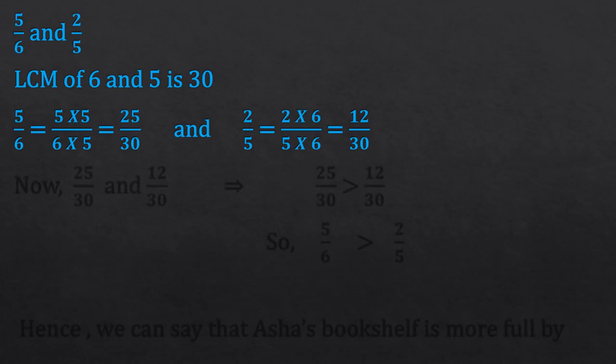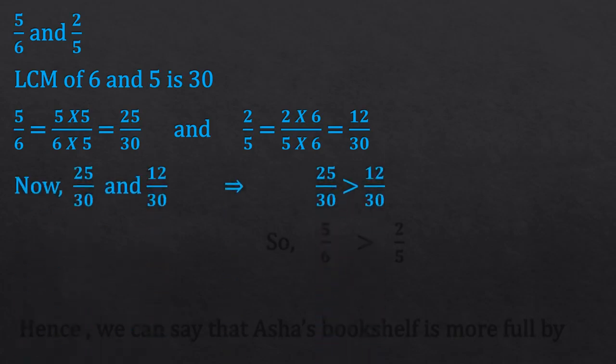Now see, in place of 5 upon 6 and 2 upon 5, we will compare their equivalent like fractions, that is 25 upon 30 and 12 upon 30. Which one is greater? Now they are like fractions, and we know in like fractions the one whose numerator is greater is the greater fraction. So in this case 25 is more, so 25 upon 30 is greater than 12 upon 30. And 25 upon 30 is the fraction of 5 upon 6. That means 5 upon 6 is greater than 2 upon 5.